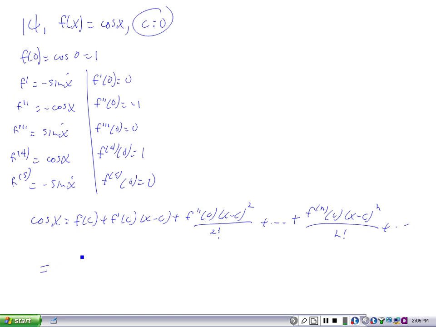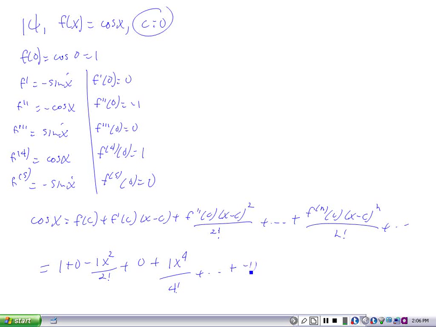So this is f of 0, which is 1, then plus f prime of 0, we got plus 0, then f double prime is -1 times x squared all over 2 factorial, then plus f triple prime at 0 with 0, then the fourth derivative, we got 1 times x to the fourth all over 4 factorial. Seems like the signs are alternating on the even terms.